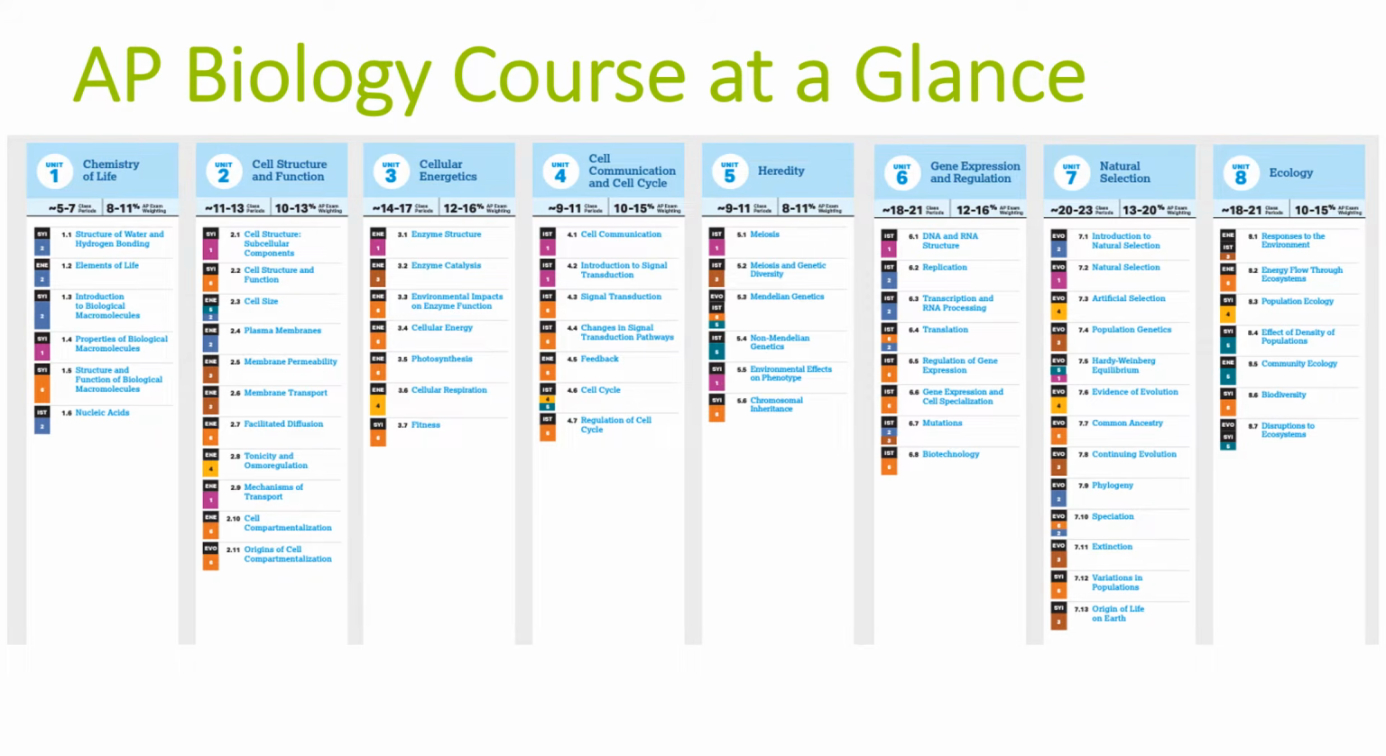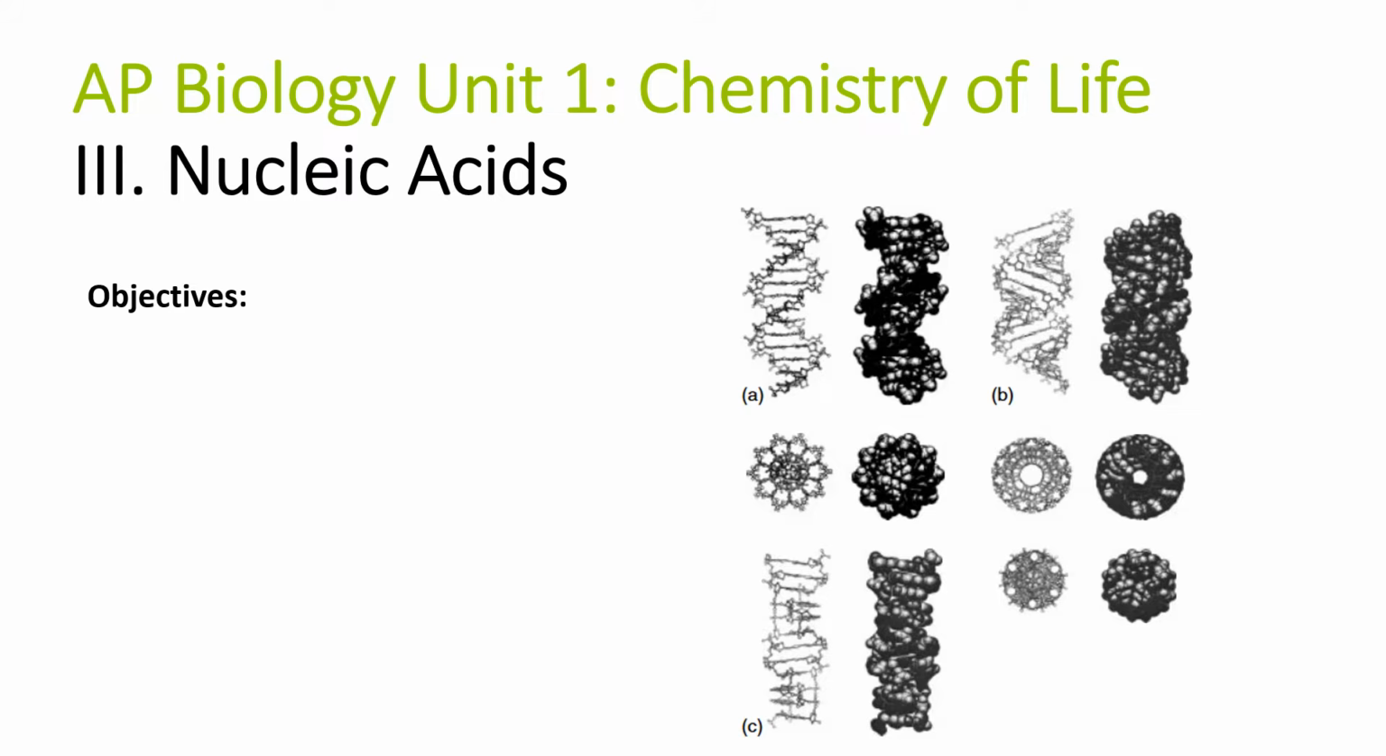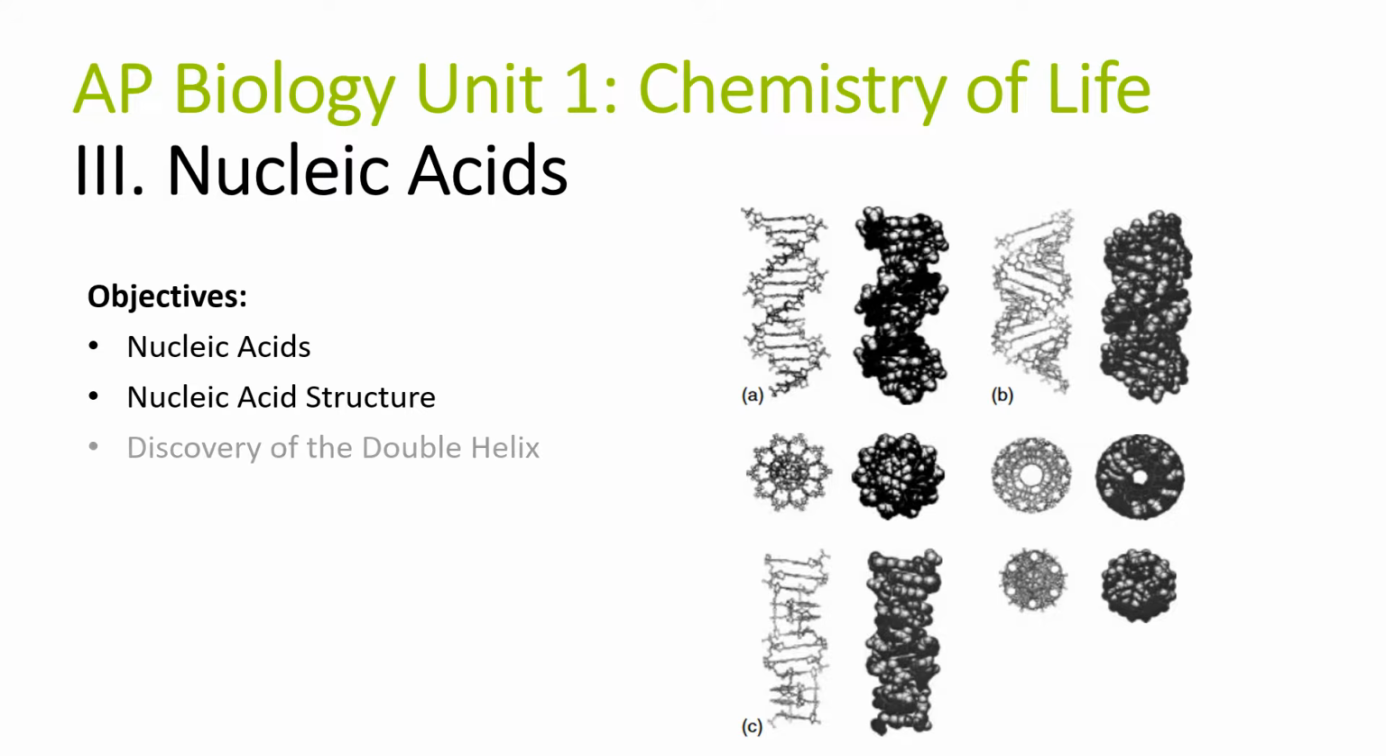For the last lecture in Unit 1, we're going to focus on the last standard to cover for Unit 1, which is nucleic acids. Our objectives in this lecture are to look at the function and purpose of nucleic acids. We'll look at their structure and how the double helix structure of DNA was discovered. We'll take a look more specifically at DNA structure and compare the structure of DNA to RNA.